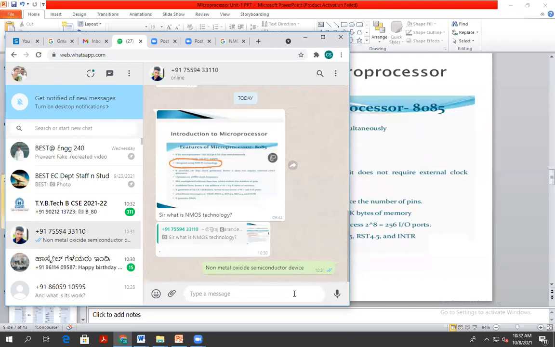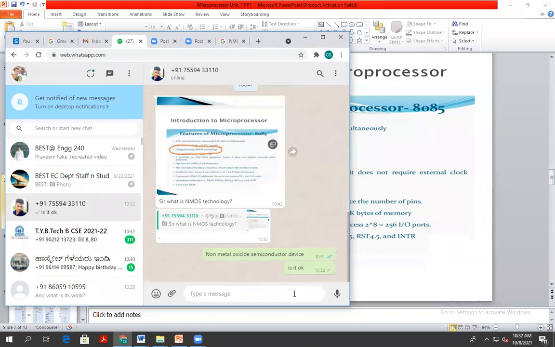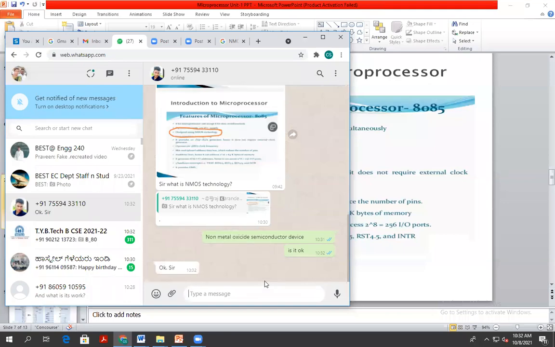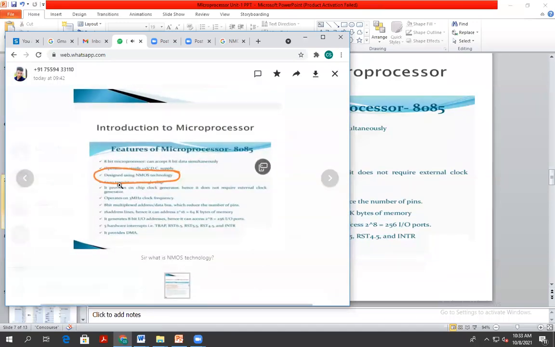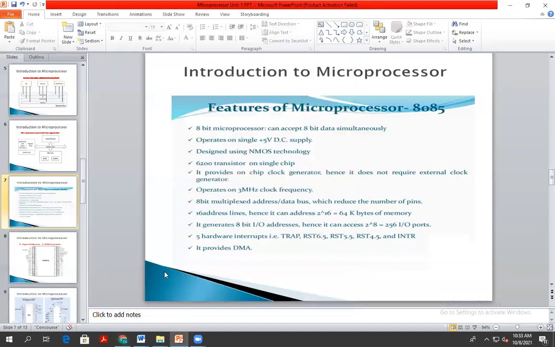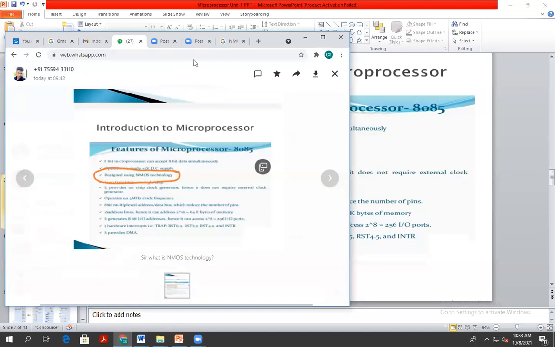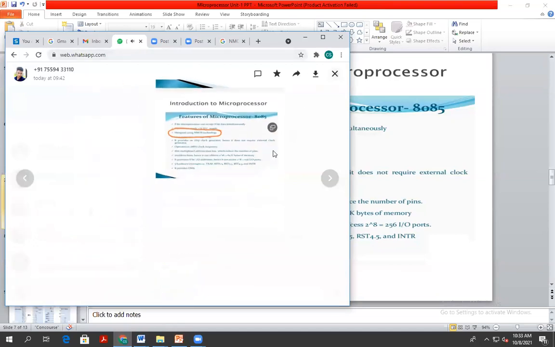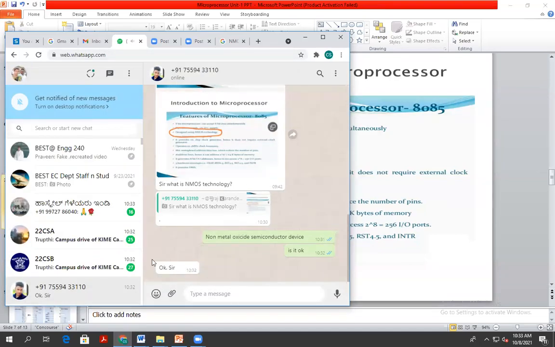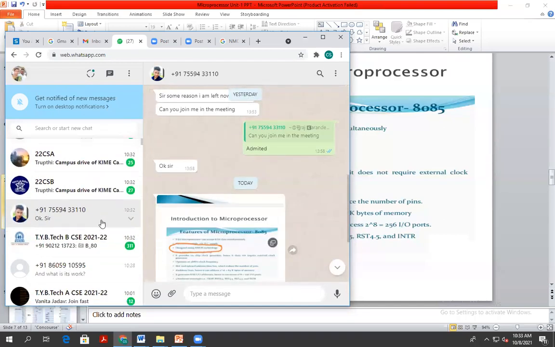Is it okay? That is for non-metallic semiconductor. These are used in manufacturing the devices, the microprocessor devices. So in this point also, we have to design it using NMOS, non-metallic oxide semiconductor. Okay. Okay, fine. So I think, still, is there any more question?